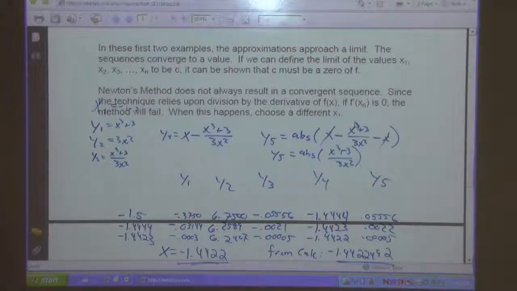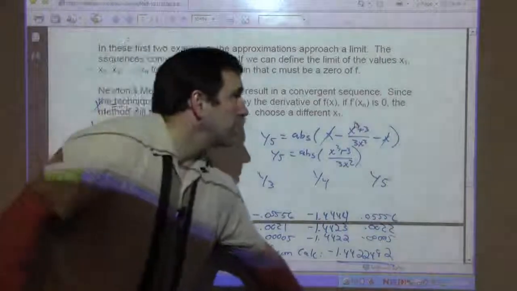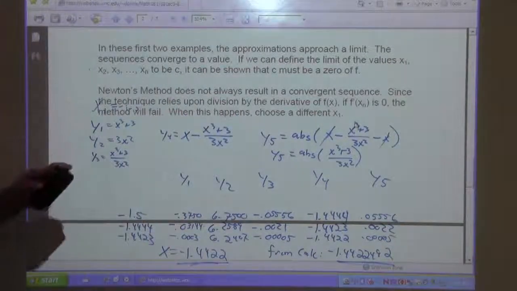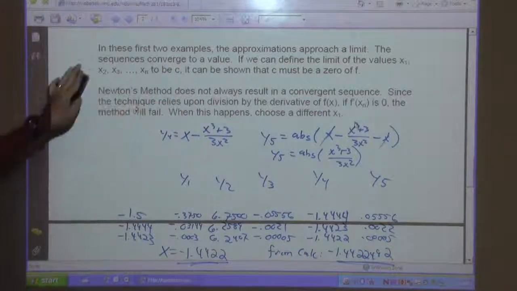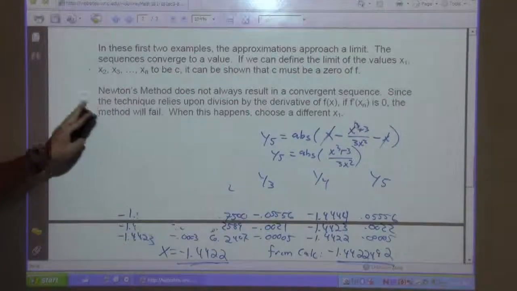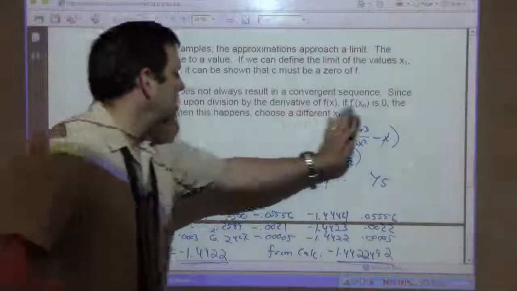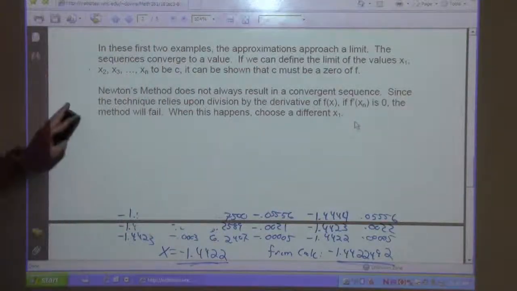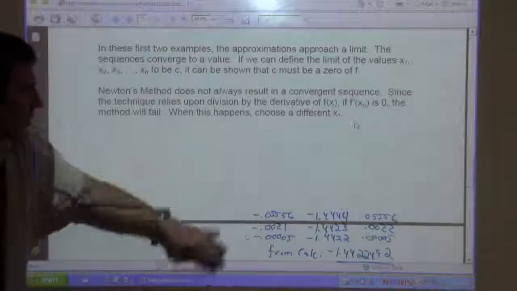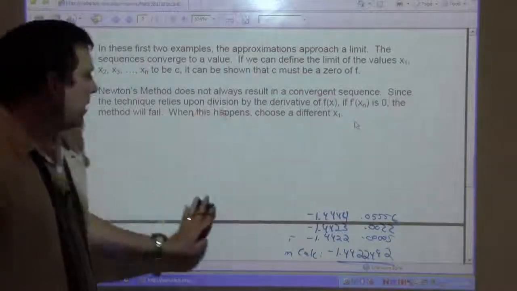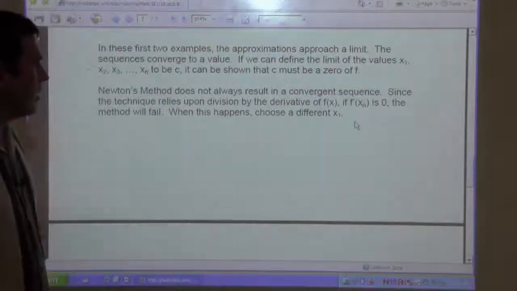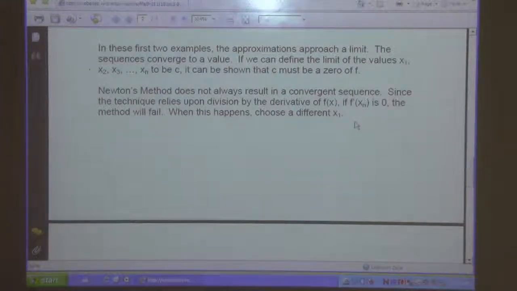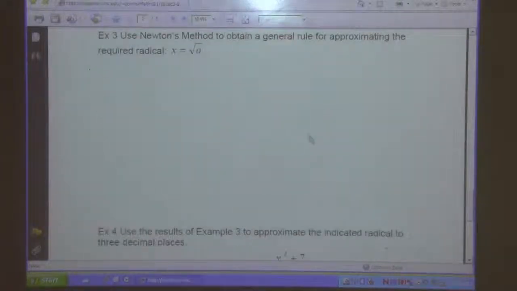Okay, in the first 2 examples, the approximations approach a limit. The sequences converge to a value. If we can define the limit of the values x1, x2, x3 through xn to be c, it can be shown that c must be a 0 of f. So Newton's method does not always result in a convergent sequence. Since the technique relies upon division by the derivative, if the derivative is a 0, it'll fail. When this happens, we choose a different x1, a different starting place.